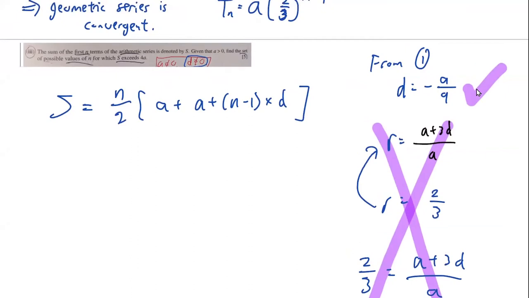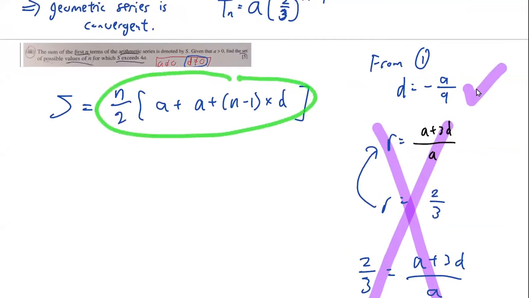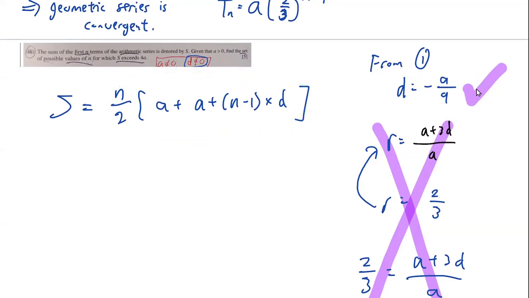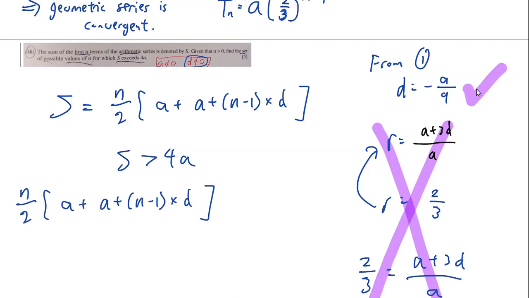The sum of the first n terms of this arithmetic series, which we have found an expression for over here, is denoted by S. Now, given that A is more than 0, so A is not 0, and it's positive, find the set of possible values of n for which S exceeds 4A. Exceeds 4A means it's an inequality. So what we should do is to say S is more than 4A, which means that we need the expression to be more than 4A. Now, simplifying this, we get n over 2 multiplied by 2A plus n minus 1 times d more than 4A.